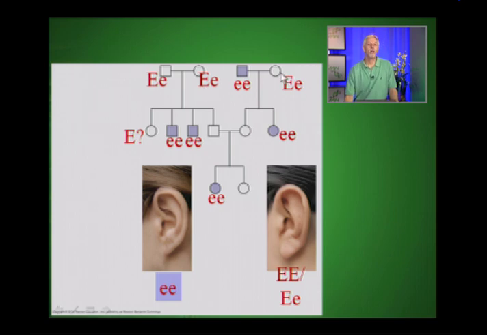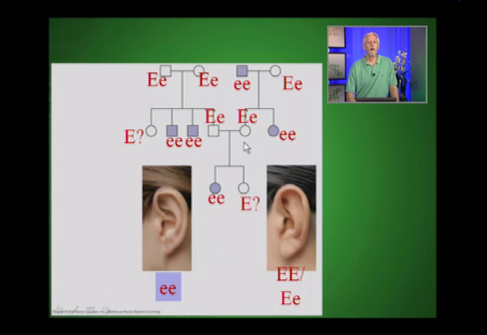This parent has to be heterozygous, again, because homozygous recessive, one recessive allele from here, one recessive allele from here. It has to be heterozygous because the daughter is homozygous recessive, so one recessive allele from this dad, one recessive allele from mom. So that makes her heterozygous as well.